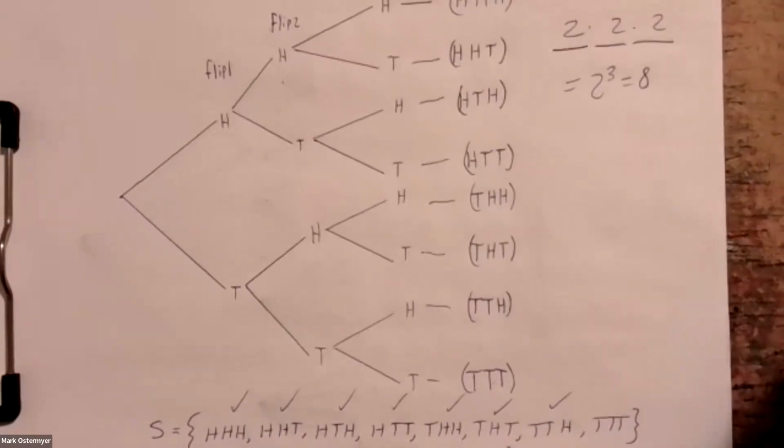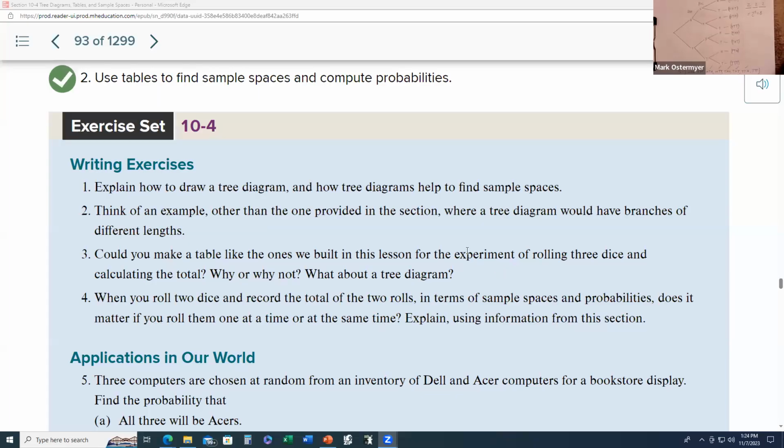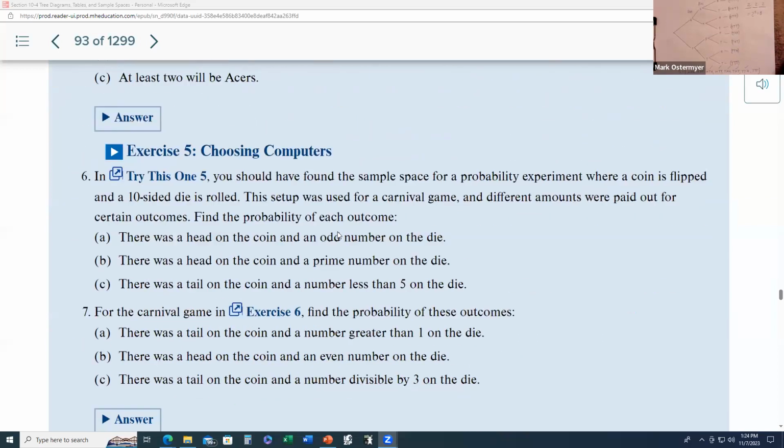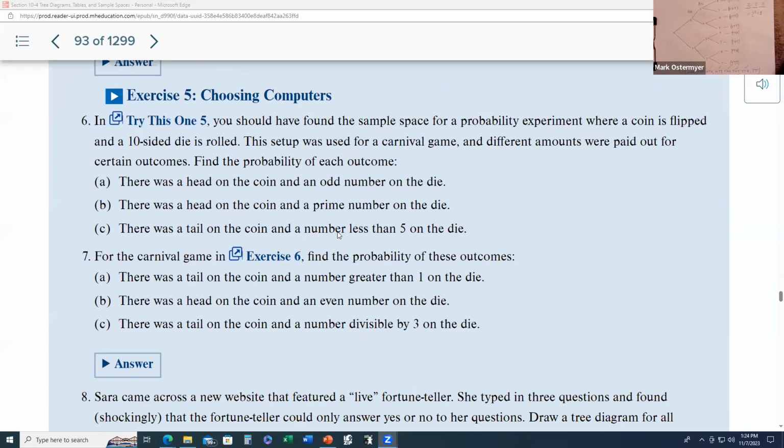Okay, now let's go back in our textbook. And problem number 6 here. I would like this to be a classwork problem also. Now, let's just read it. It says, we want to find a sample space for a probability experiment where a coin is flipped and a 10-sided die is rolled.